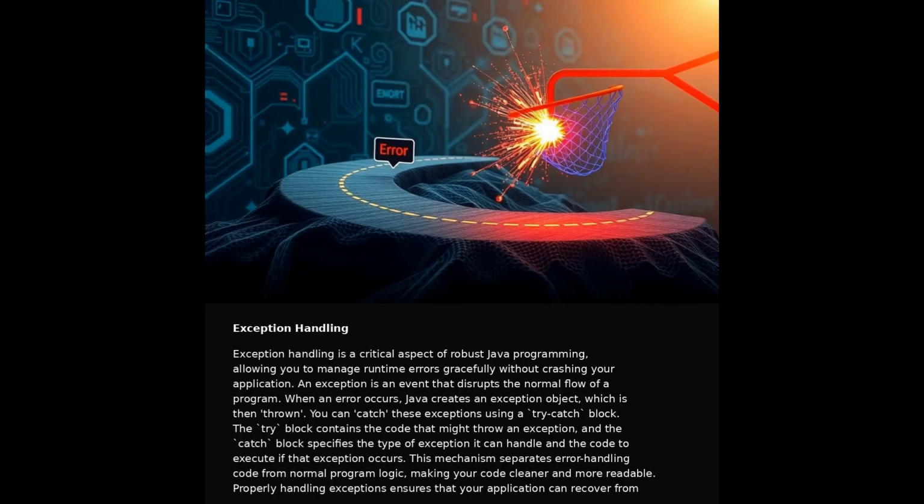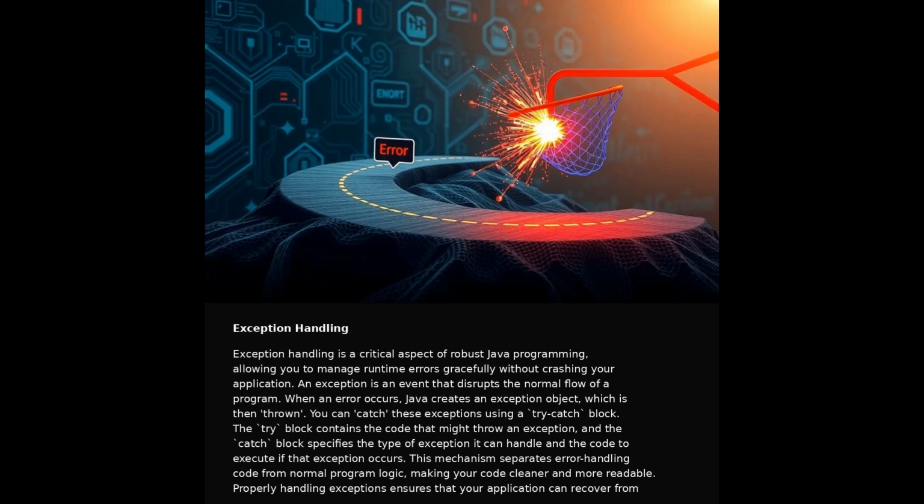Exception handling. Exception handling is a critical aspect of robust Java programming, allowing you to manage runtime errors gracefully without crashing your application. An exception is an event that disrupts the normal flow of a program. When an error occurs, Java creates an exception object, which is then thrown. You can catch these exceptions using a try-catch block.